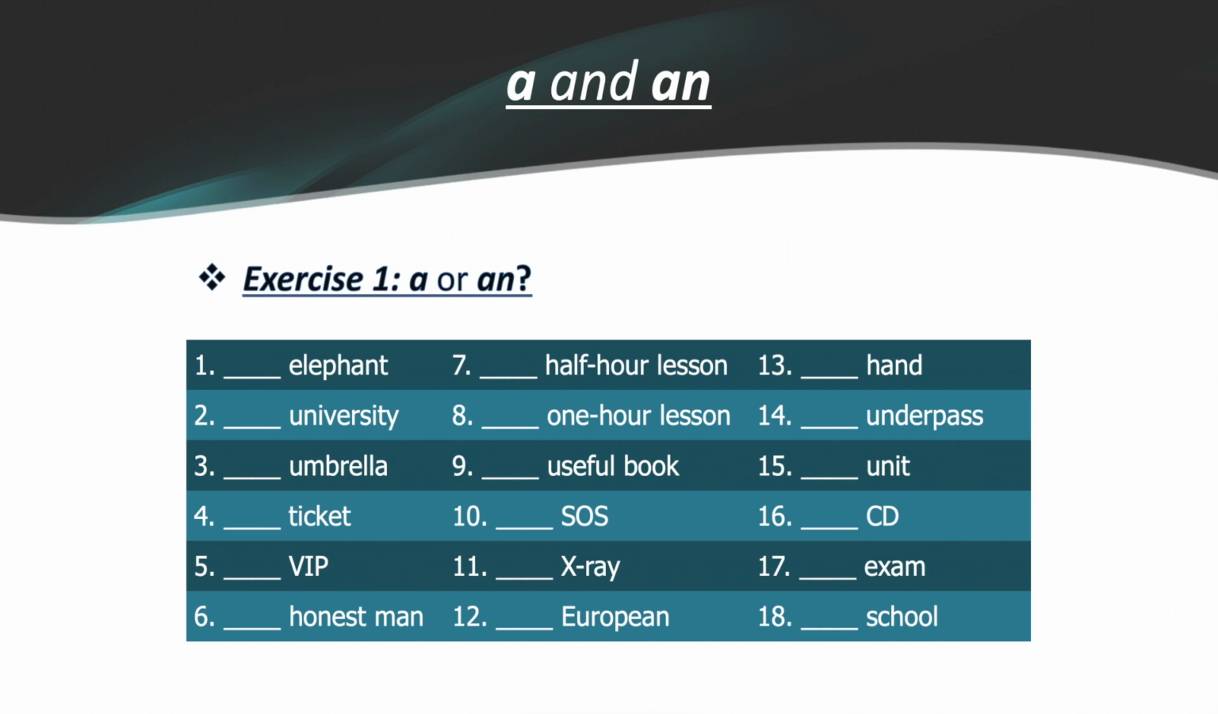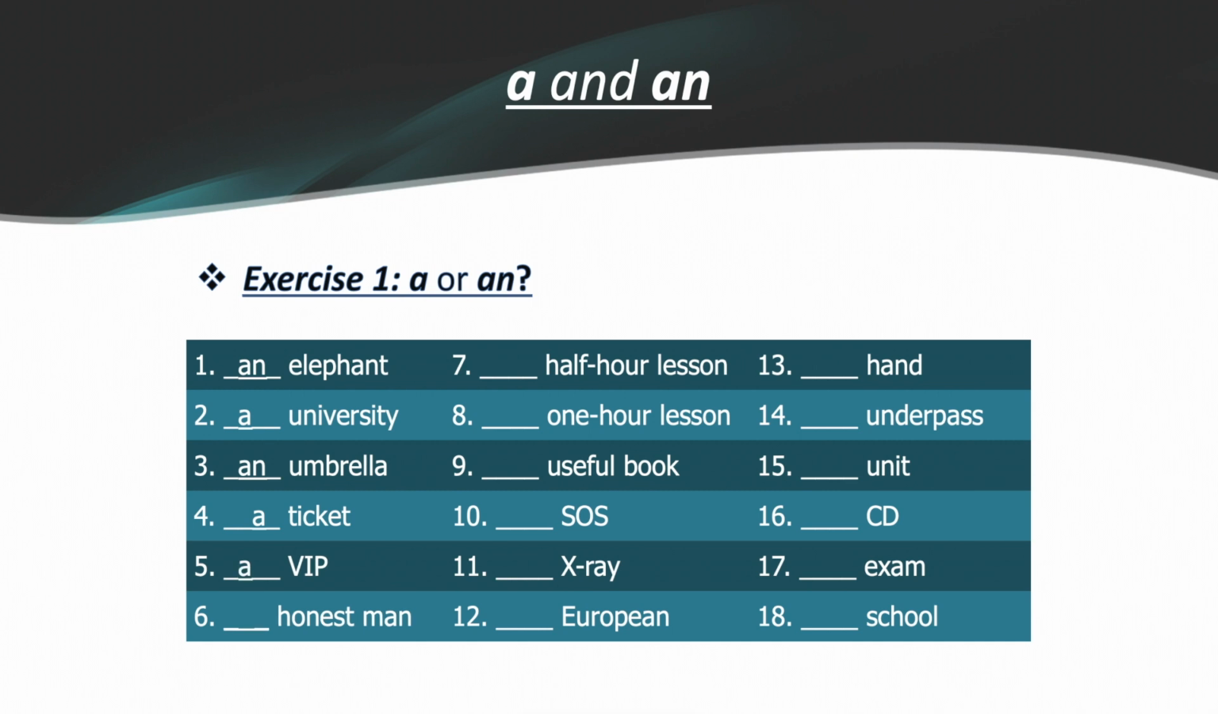Number 1, an elephant. Number 2, a university. Did you remember to use a? It's because university starts with a Y sound. University. Okay. Number 3, an umbrella. This time the U sounds like a vowel, so we say an umbrella. Number 4, a ticket. 5, a VIP.